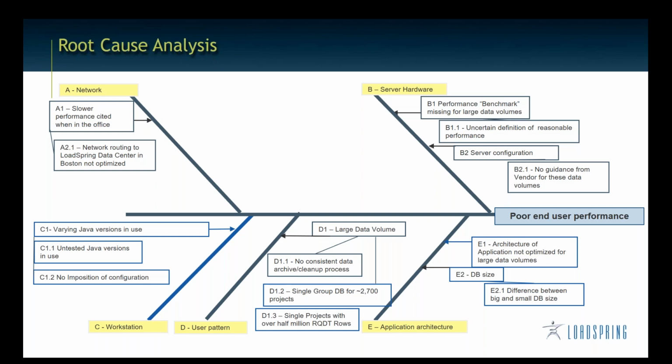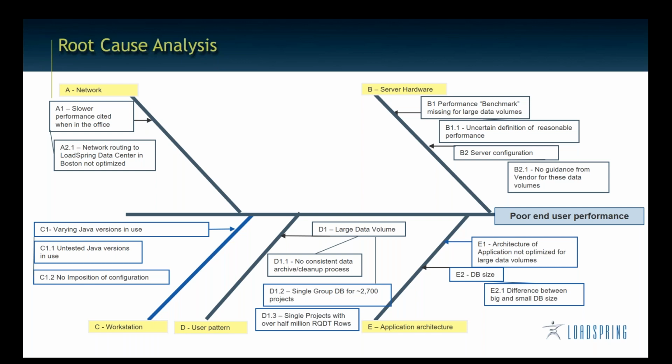Also, we look at things like network routing to the LoadSpring data centers. If your data center happens to be in Boston, and your office location is in New York, and it's routing user traffic through a headquarter office that might be located in Boise, Idaho, you know you're going to be sending data from New York to Boise, back to New York, then back up to Boston. It's just not optimized. So we want to explore that as a key area.